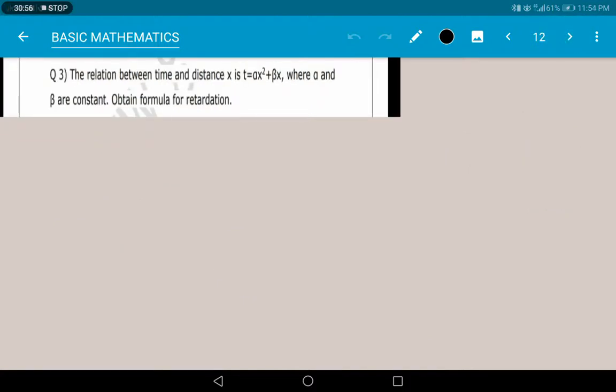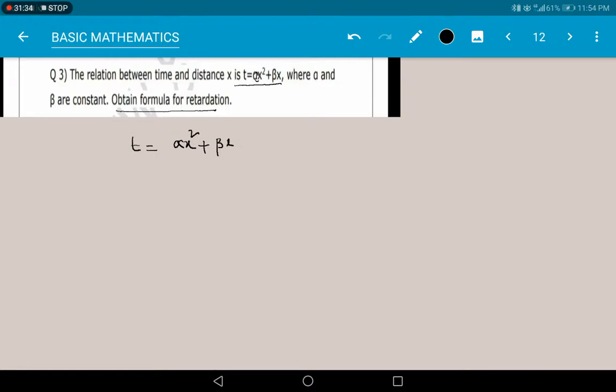Right. Next one, the relation between time and distance is given as t equals alpha x square plus beta x, where alpha and beta are constants. Obtain the formula for the retardation.